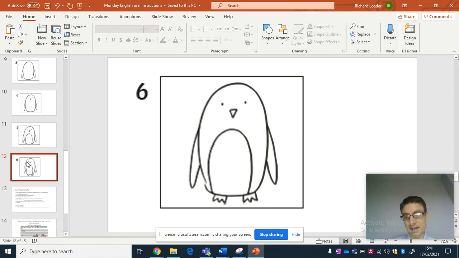So now have a think. Now you've had a go at both sets of instructions. What was easier? Was it the first oral instructions, or did you find it a lot easier oral and pictures? Think carefully about that.